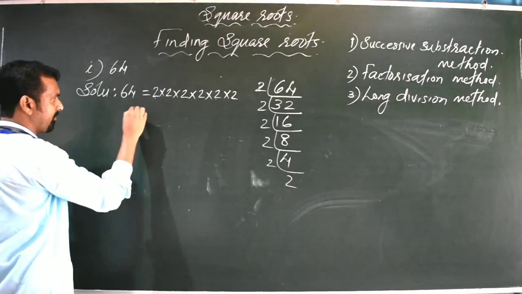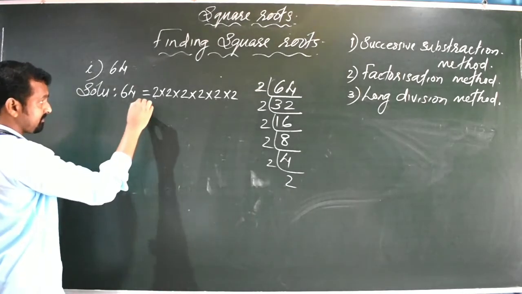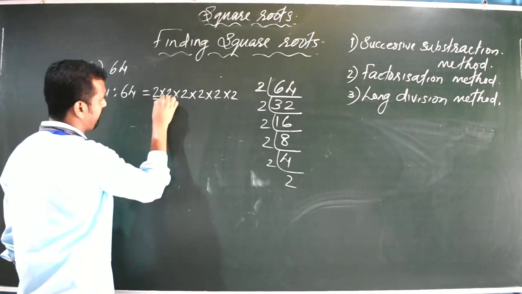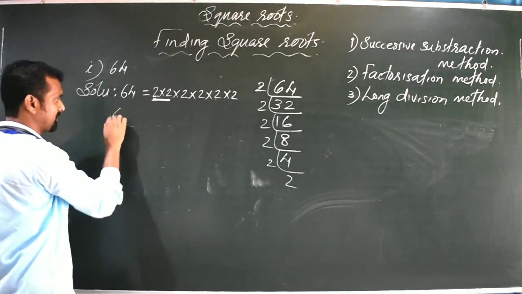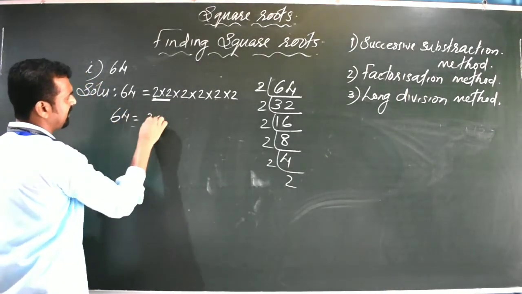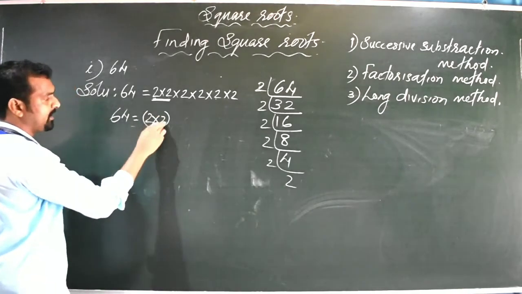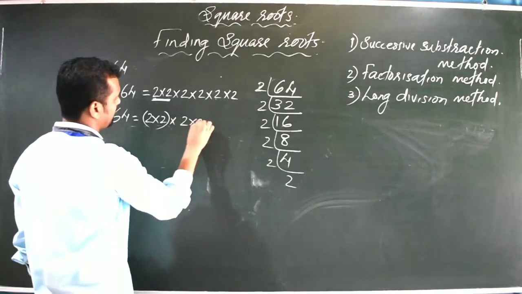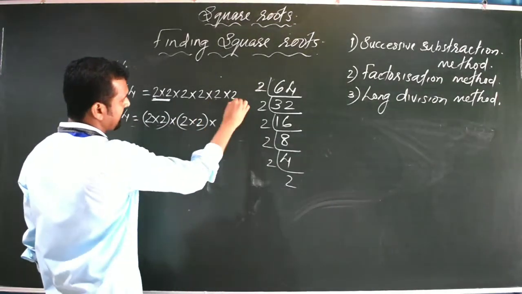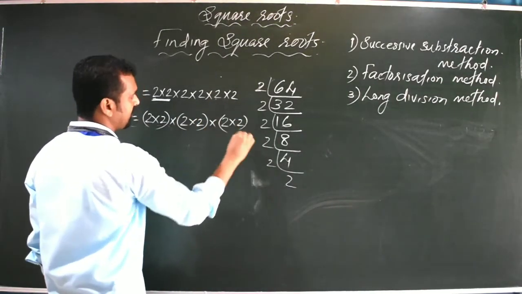Now we have to make pairs of equal factors. This way we can make 64 is equal to 2 into 2, a pair of equal factors. The second pair is 2 into 2. Again, the third pair is 2 into 2.